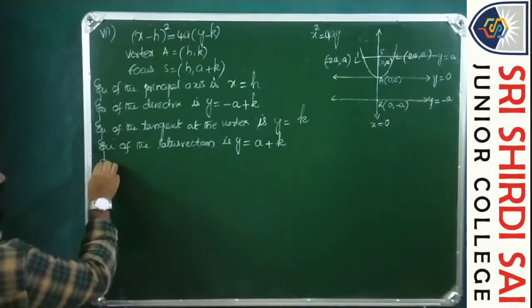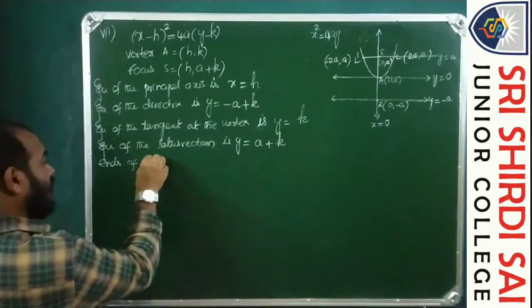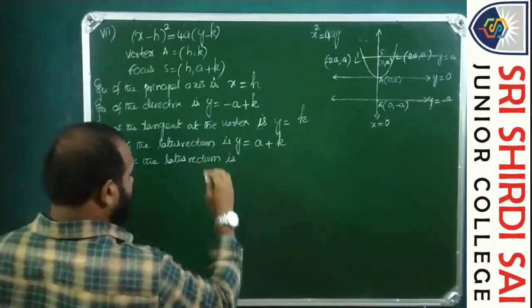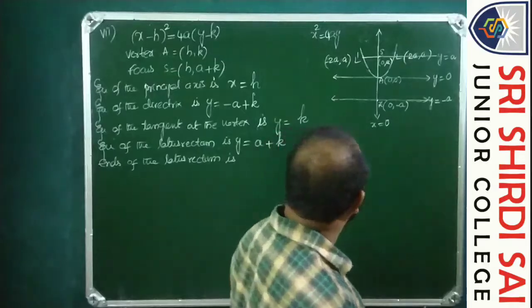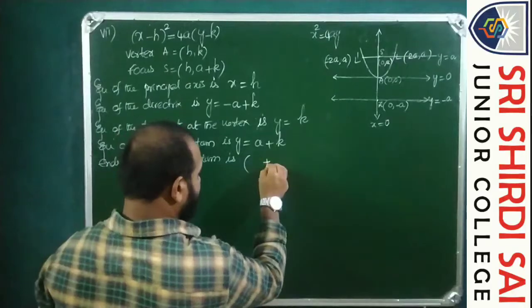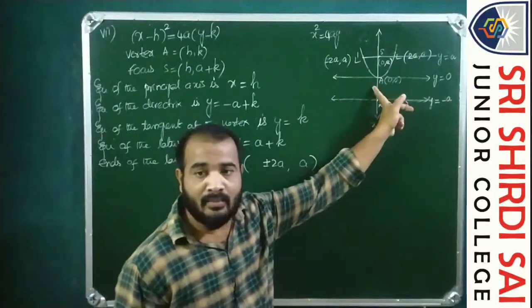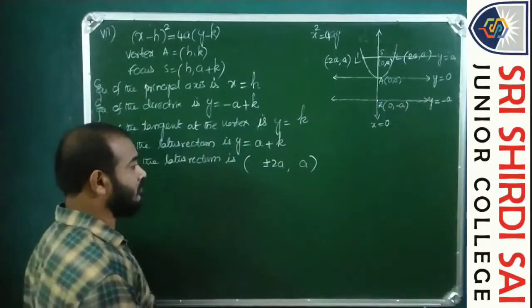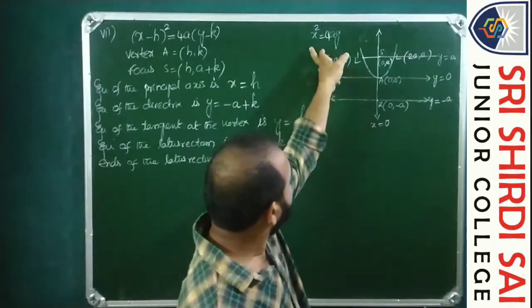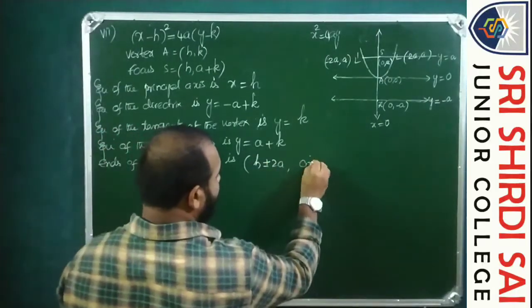Now the ends of the latus rectum. What are the ends of the latus rectum? They are plus or minus 2a comma a. These are the ends of the latus rectum for this parabola x squared equals 4ay. So in addition to this, h will be added here and k will be added here.